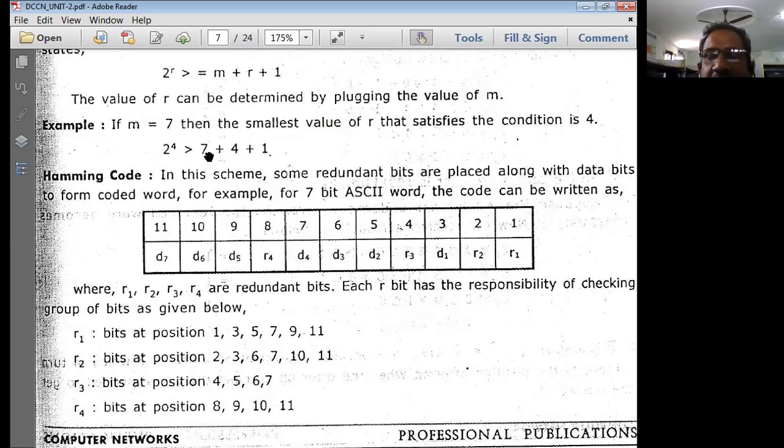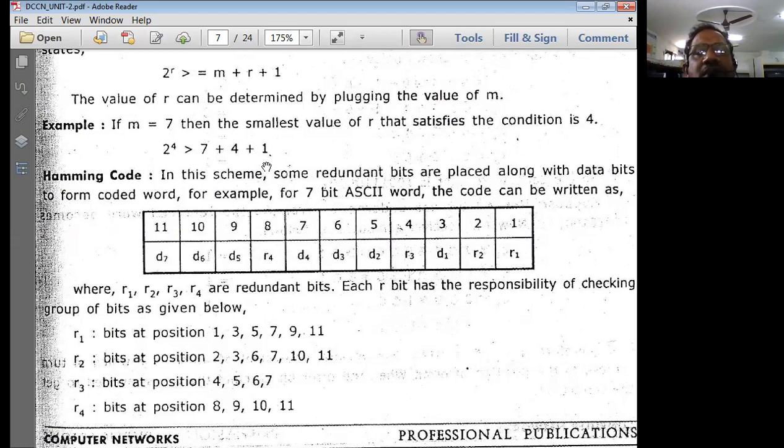Here 7 is the number of data bits you're going to transmit, 4 is the number of extra or redundant bits, and 1 is for the no error possibility. Now we'll arrange the data frame in this format. How many redundant bits are we taking? 4, that means 1, 2, 3, 4. And how many data bits am I going to have? I am going to have 7 data bits.